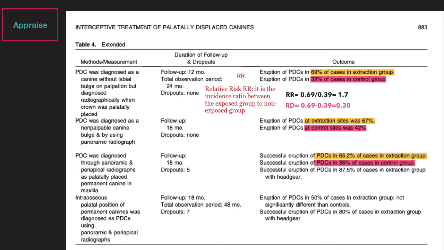Also, to be more precise, we can calculate the risk difference. For the risk difference, we subtract the control group rate from the exposed group rate, or the extraction group rate, and the result is a 30% risk difference.